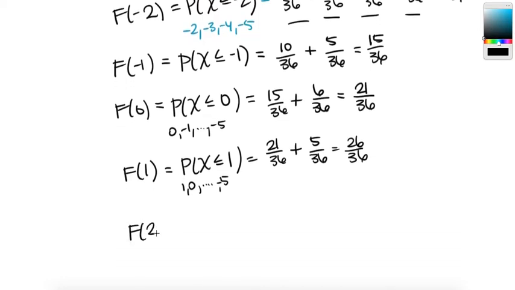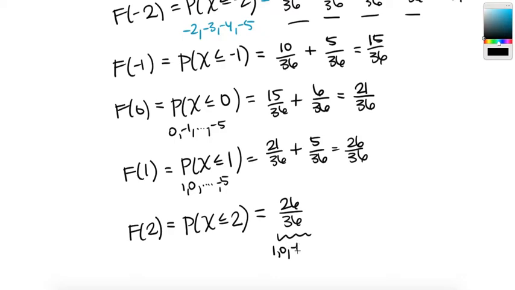And then f of 2, probability that x is less than or equal to 2. So we're going to get all of the previous ones. So this one is the probability that it's 1, 0, -1, down to -5. And then the new one is the probability of getting 2. And if we look up, you'll see that's 4 options out of 36, for a total of 30 out of 36.